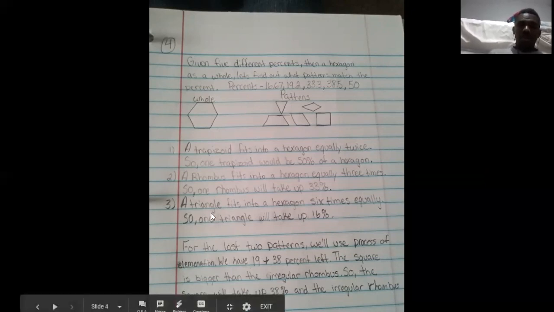Now a triangle will fit into a hexagon equally 6 times. So we have 6 possibilities, but only 1 triangle. So 1 out of 6. You put that into percent form, 1 divided by 6, you'll get 16%. And then I just rounded these to whole percents. So if you want to get exact, it'll be 16.67. And then for the rhombus, it'll be 33.3. And then the trapezoid is exactly 50%. So we have those done. We're going to kind of cross these out in our minds. Boom, that one's done, that one's done, and that one's done.